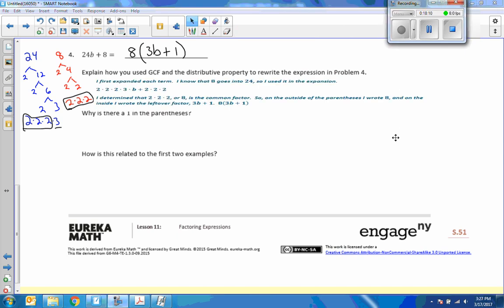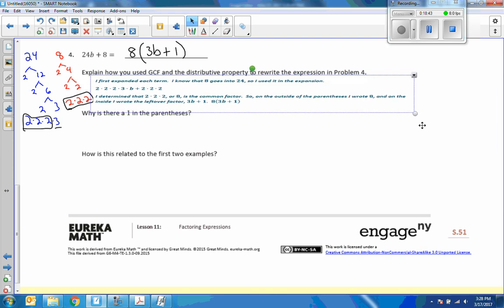Okay, so it says explain how you use the GCF and the distributive property to rewrite the expression in problem 4. So I first expanded each term. I know that 8 goes into 24, so I used it in the expansion. 2 times 2 times 2 times 3 times b plus 2 times 2 times 2. So I showed that in a factor tree to my left. I determined that 2 times 2 times 2, or 8, is the common factor. So on the outside of the parentheses, I wrote 8. And on the inside, I wrote the leftover factors of 3b plus 1.